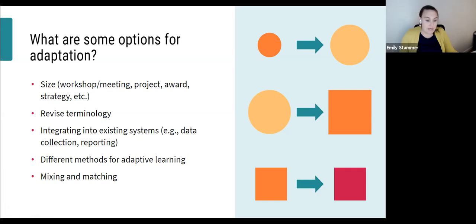Another option for adaptation involves your method for adaptive learning. So how you incorporate feedback and revise as part of the CLA cycle can be changed to suit your needs. If you already have a system for adaptive learning, you don't need to use the one that's necessarily built into the approach if it has one built into it. And finally, you can mix and match.